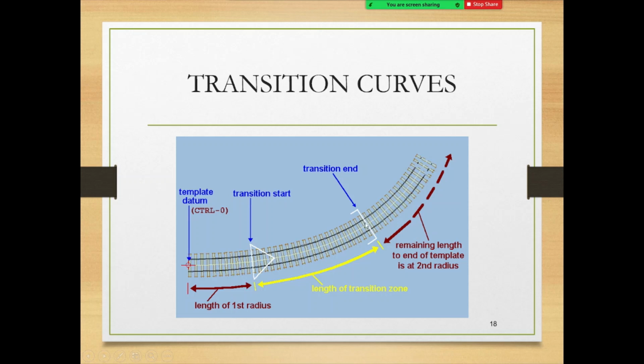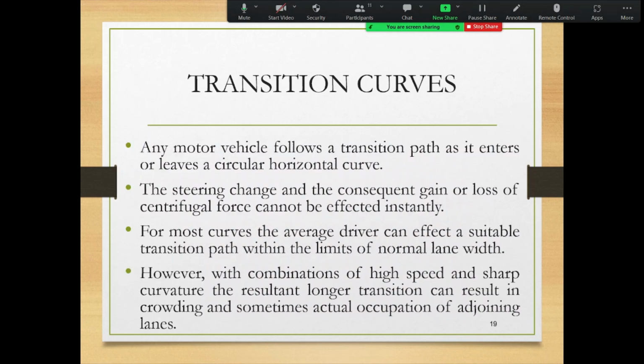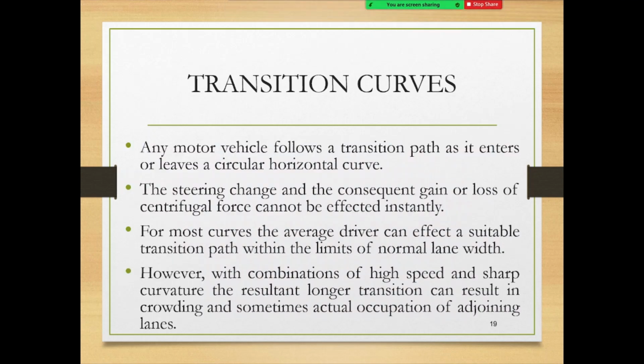Okay. Right. So any motor vehicle follows a transition path as it enters or leaves a circular horizontal curve, right? The steering change and the consequent gain or loss of centrifugal force cannot be affected instantly. I think you can understand that. Once you steer, what happens? Just think you are traveling in a straight line.